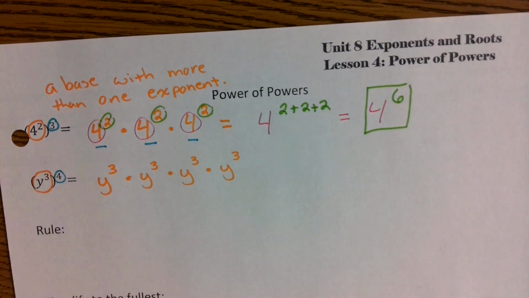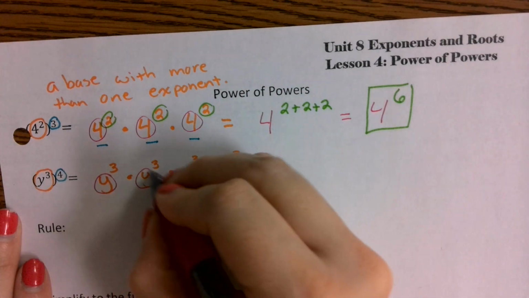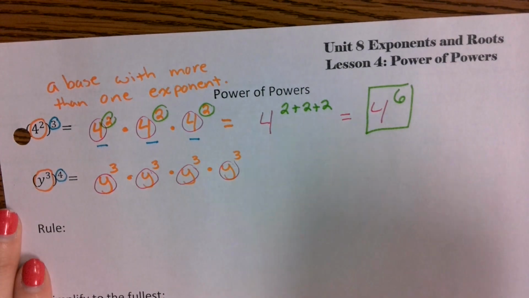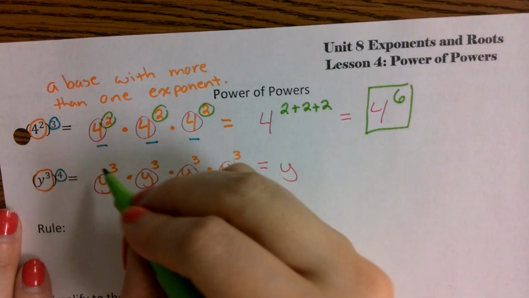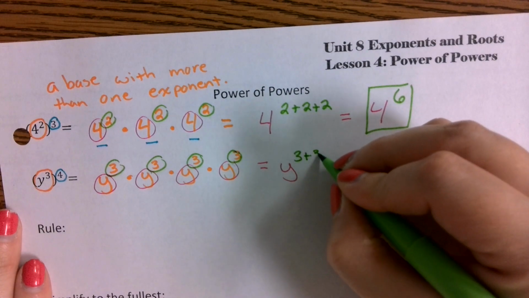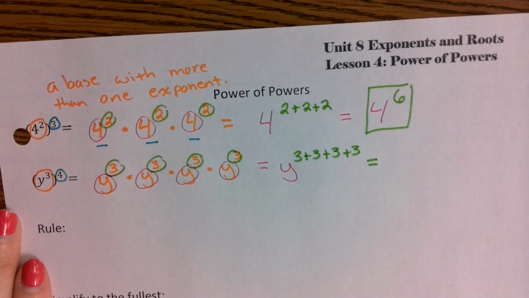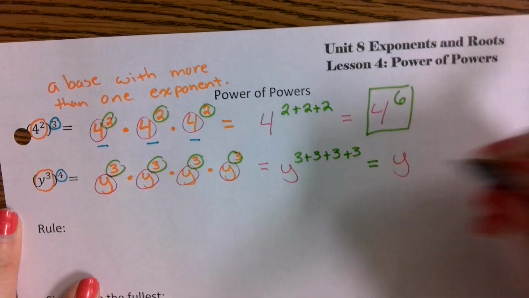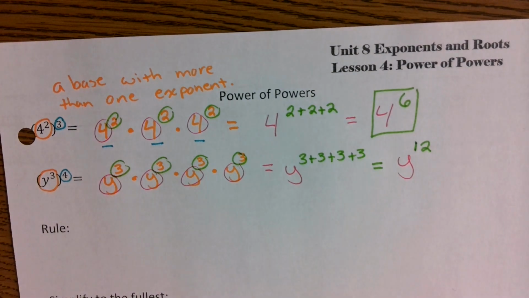And then we just follow our product rule, where we keep the base, which is y, and then we add the exponents. So I'm going to take 3 plus 3 plus 3 plus 3. And this is going to come out to y to the 12th power.